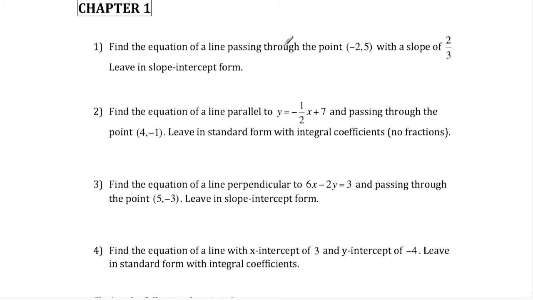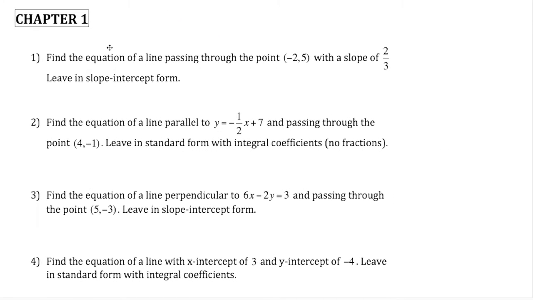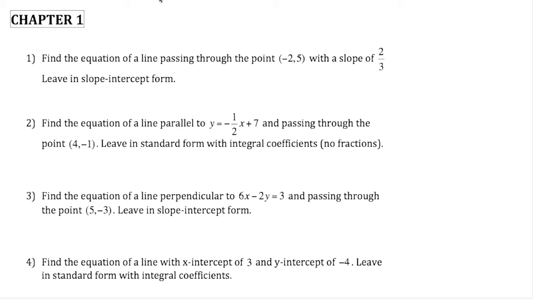So here we have to find the equation of a line passing through the point (-2, 5) with a slope of 2/3. I'm going to slide this over so I have a little bit more room to work. I recommend that when you're working on these, you spread out and use a lot of papers. Whenever we have a point and a slope, we're going to use point-slope form. That's y minus y1 equals m times x minus x1.